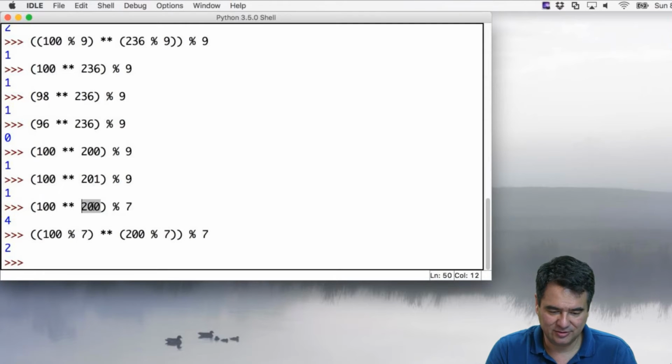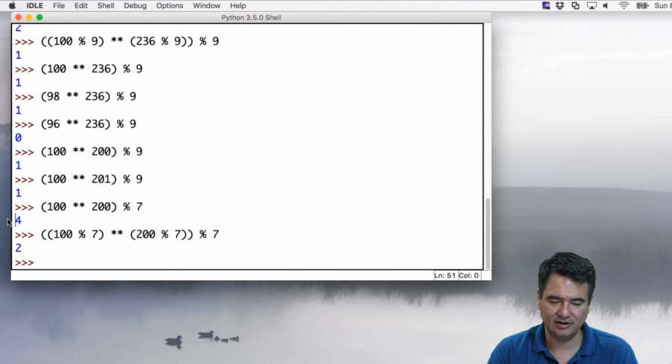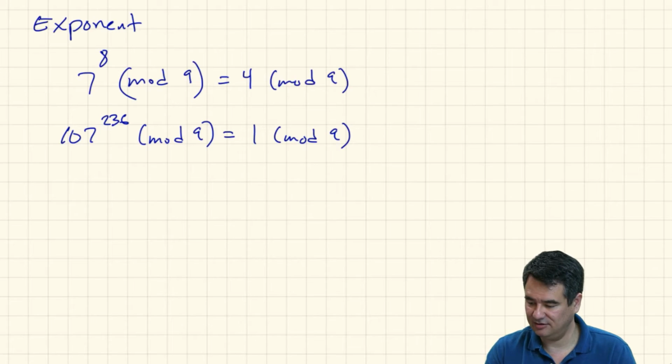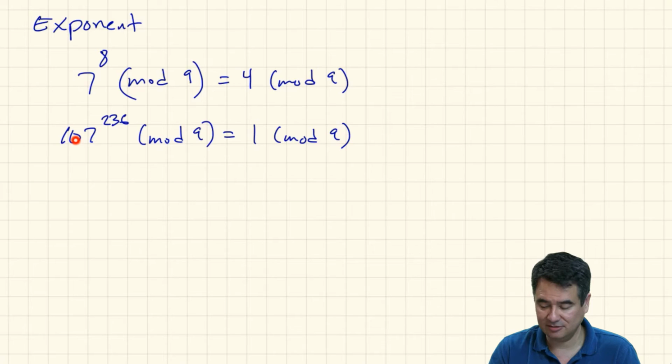100 to the 200th power modulo 7. So we do the exponent first, and we get 4 right here. But if we do the base modulo 7, raise it to the exponent modulo 7, and then do mod 7 at the very end, we get a different answer. So that shows we cannot just simply take the modulo of both of these like we did for addition and multiplication and have it work.